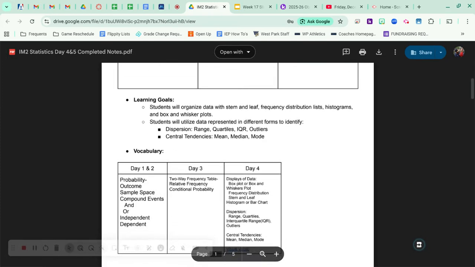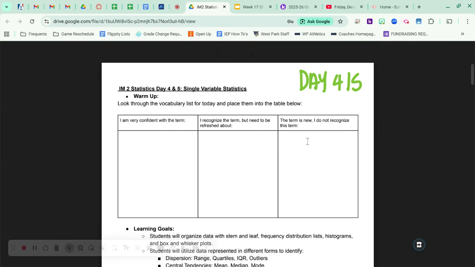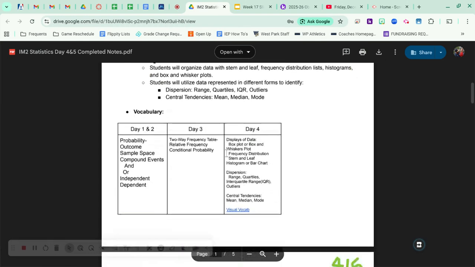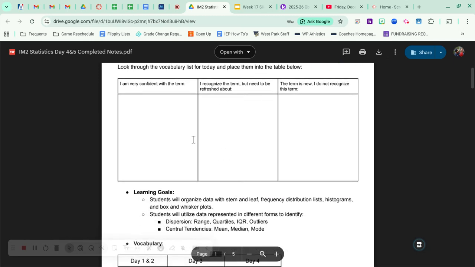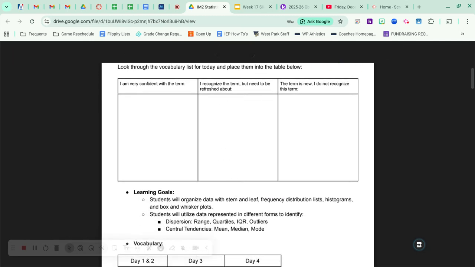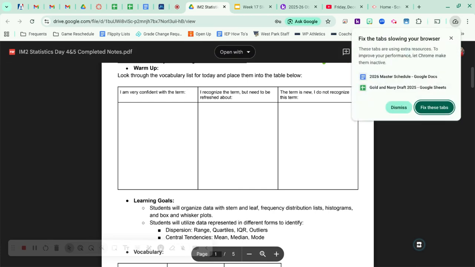Now, some of you maybe have heard of none of this, right? And you would just throw that somewhere in: I do not recognize this term, it's new to me. Some of you may be looking at mean and median, but you can't quite remember the difference, right? Throw that in the middle. Very confident with the term: you're able to identify, say, the median as well. If it's listed from least to greatest, it's the middle value, right? So just real quick with yourself, just go through each of those vocabulary terms and place them as needed, okay?